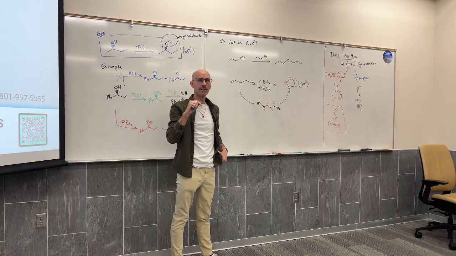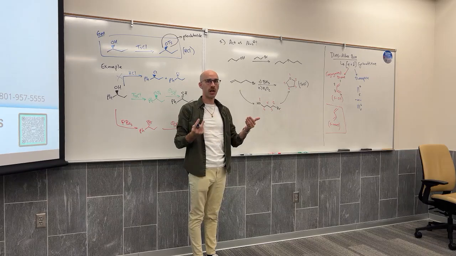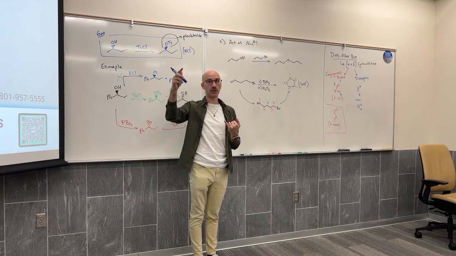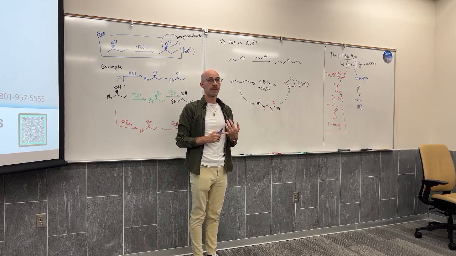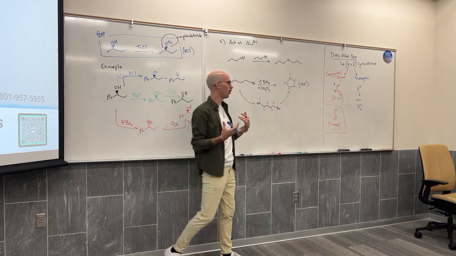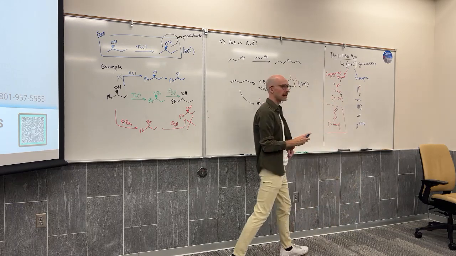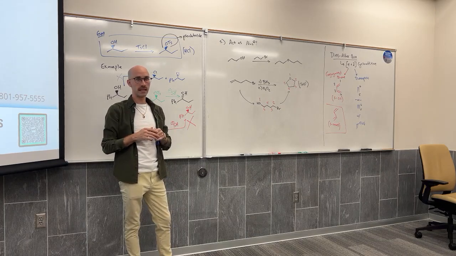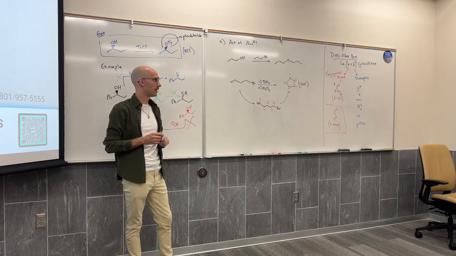Oftentimes, these dienophiles have substituents that we refer to as electron withdrawing groups. These are typically conjugated. They have an uninterrupted series of pi orbitals. They're conjugated to the dienophile, and they have electronegative atoms that pull electron density away. So we abbreviate that as EWG, electron withdrawing group. That's a carbonyl, a nitrile. Those are the most common substituents.